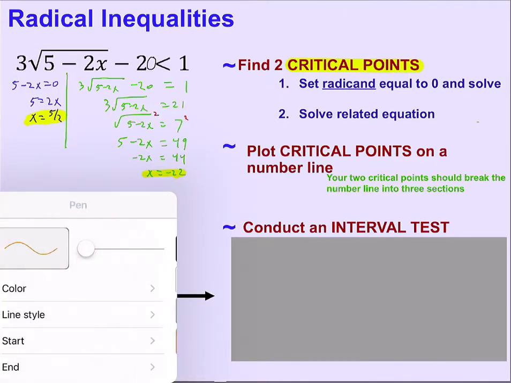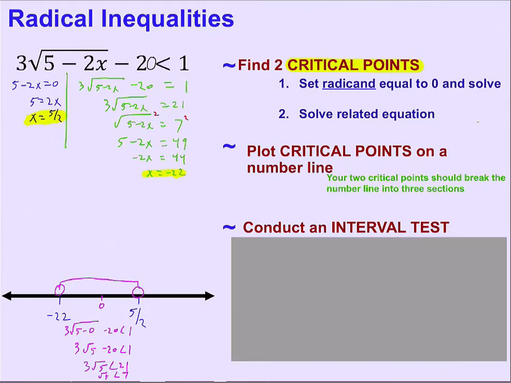So I'm going to check a number that's bigger than 5 halves. Sometimes it's easier to go crazy, like pick a really big number like 100 or 1,000, because then you won't have to do too many calculations. I'll show you what I mean. 3 times the square root of 5 minus 2 times 100, minus 20 is less than 1.